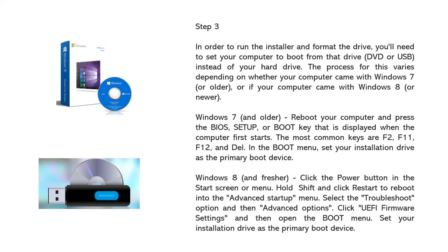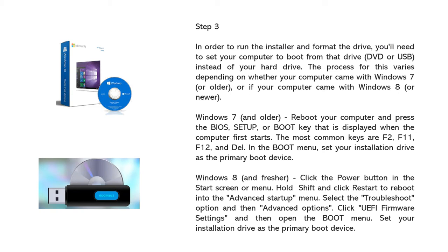Step 3. In order to run the installer and format the drive, you'll need to set your computer to boot from that drive, DVD or USB, instead of your hard drive. The process for this varies depending on whether your computer came with Windows 7, or older, or if your computer came with Windows 8, or newer.